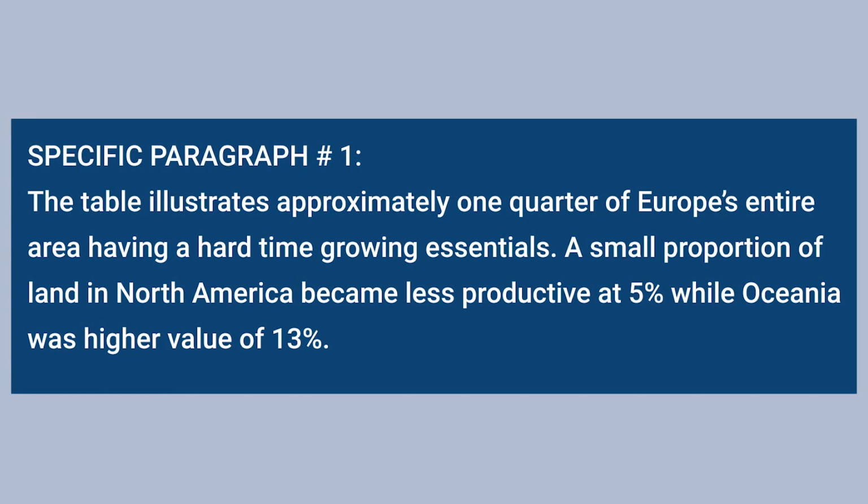Then followed by your first specific paragraph, which is the table illustrates. Now we're talking about the data table. The table illustrates approximately 1/4 of Europe's entire area having a hard time growing essentials. A small proportion of land in North America becomes less productive at 5%, while Oceania was higher value of 13%. So if you notice, I made a comparison in the last sentence.